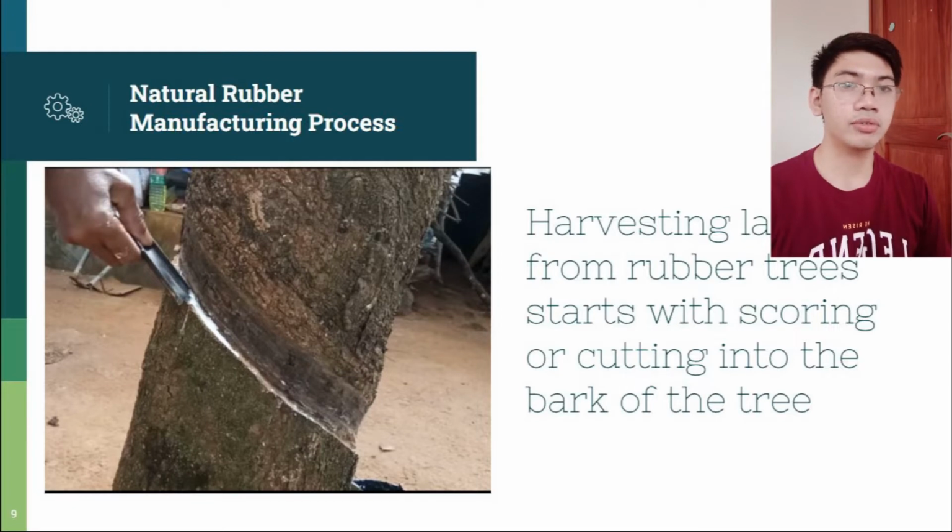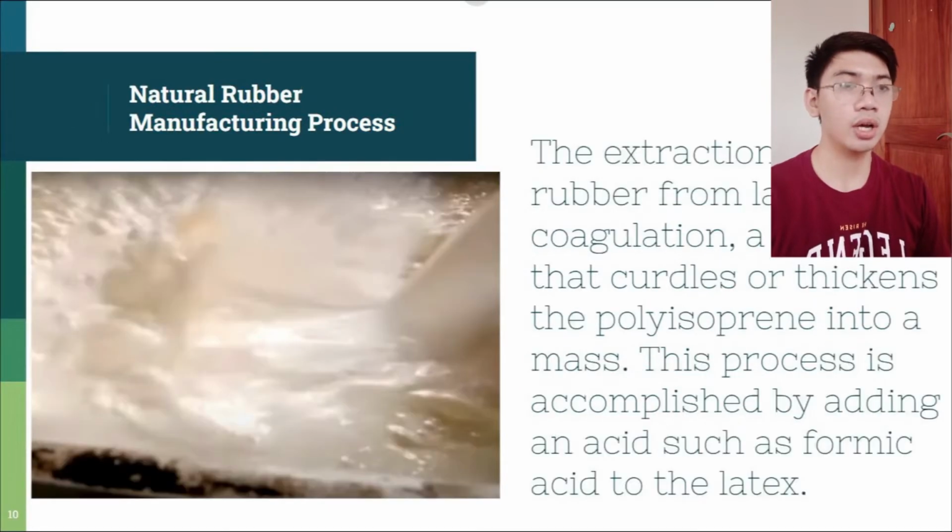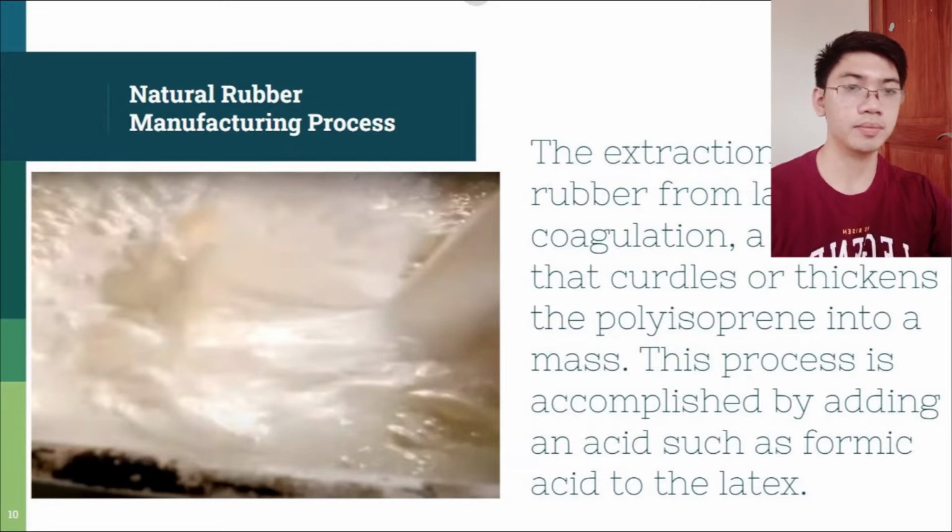The latex material from many trees is accumulated in large tanks. Latex is gathered from the trees by making a cut in the bark and collecting the runny sap in cups. This process is called tapping. In order to prevent the sap from solidifying, ammonia is added. Moreover, the extraction of rubber from latex uses coagulation, a process that curdles or thickens the polyisoprene into a mass. This process is accomplished by adding an acid such as formic acid to the latex. This coagulation process takes about 12 hours.